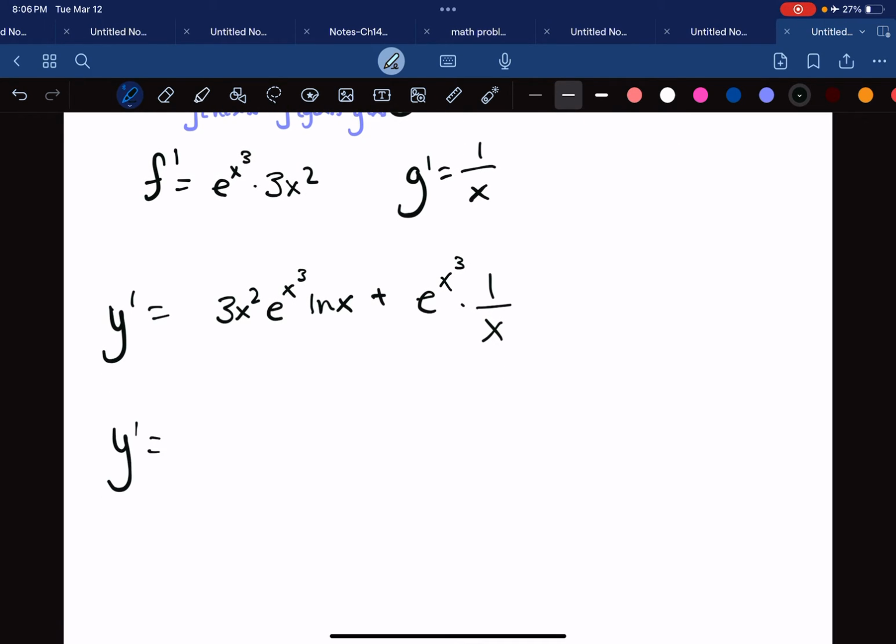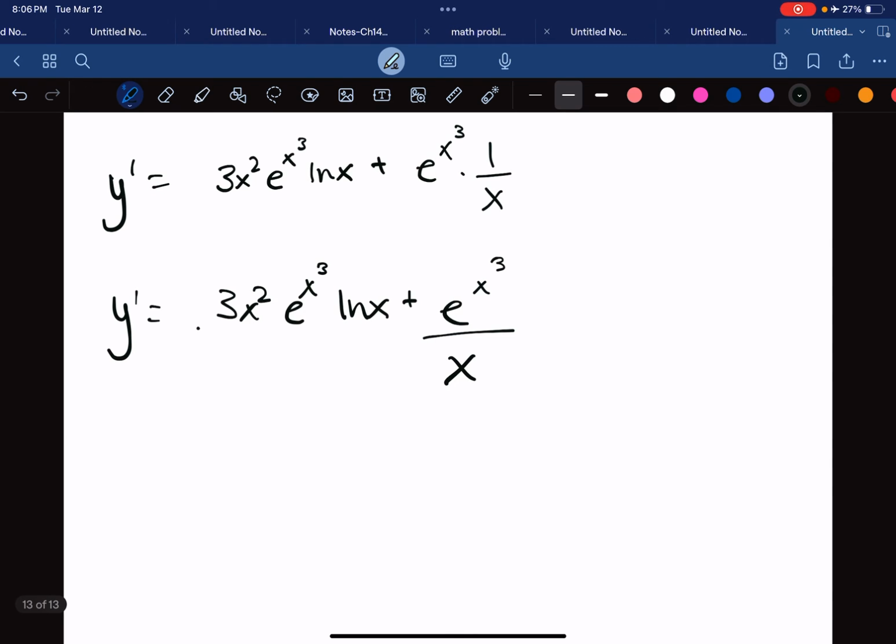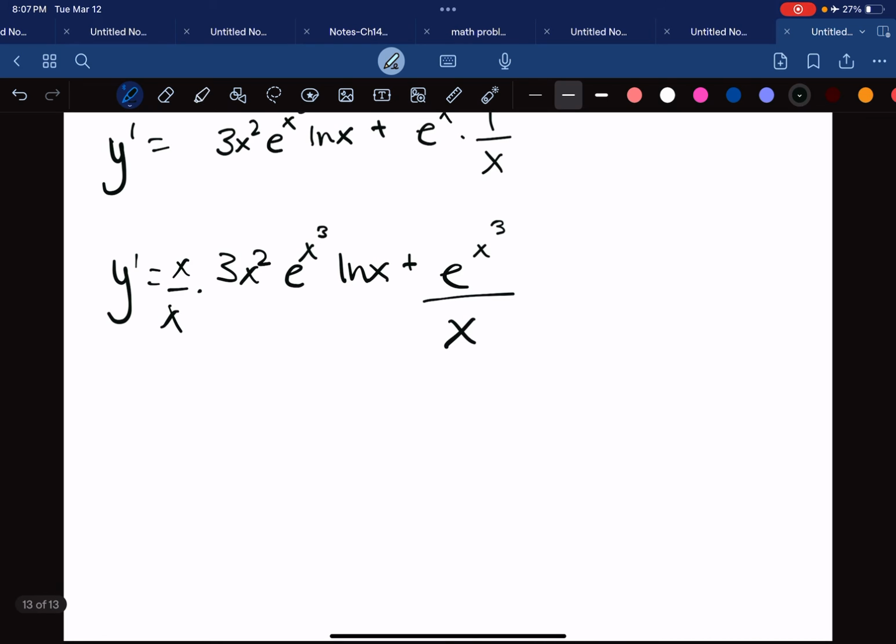And so now I can simplify this a little bit, and I have 3x squared times e to the x cubed times the natural log of x, plus e to the x cubed over x. This form is not really the best form to keep this problem in, because it's going to be easier to simplify this a little bit and get a common denominator. So to get a common denominator, I'm just going to multiply everything on this side of the equation by x over x. I'm going to put that in a different color just to show this is how I'm getting my common denominator.